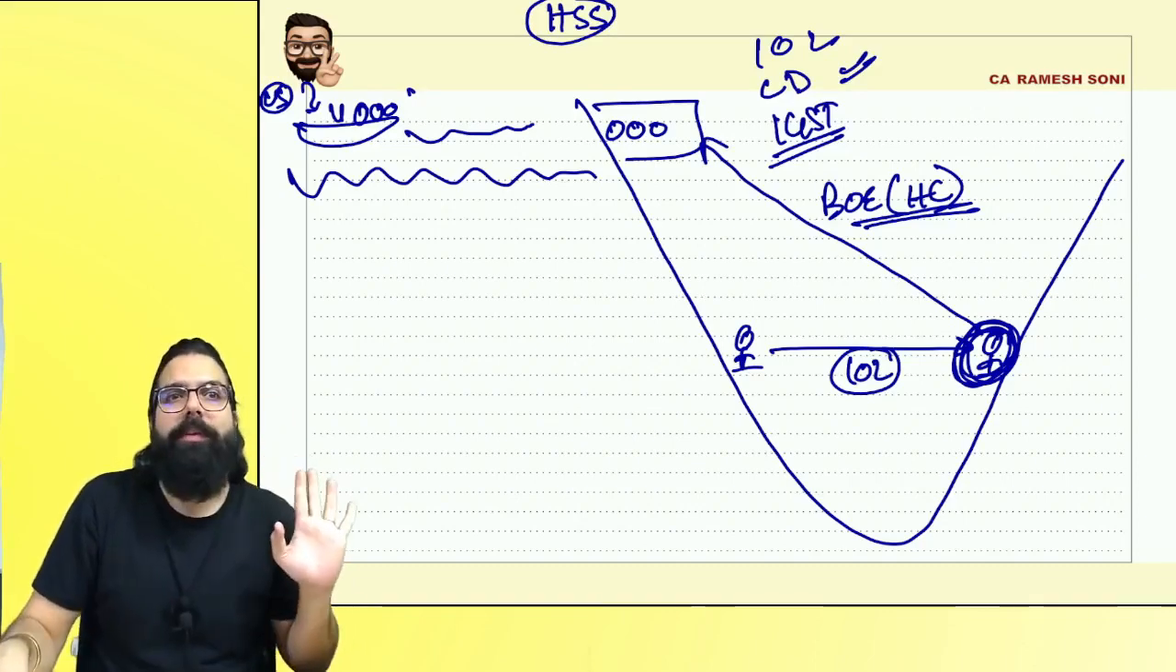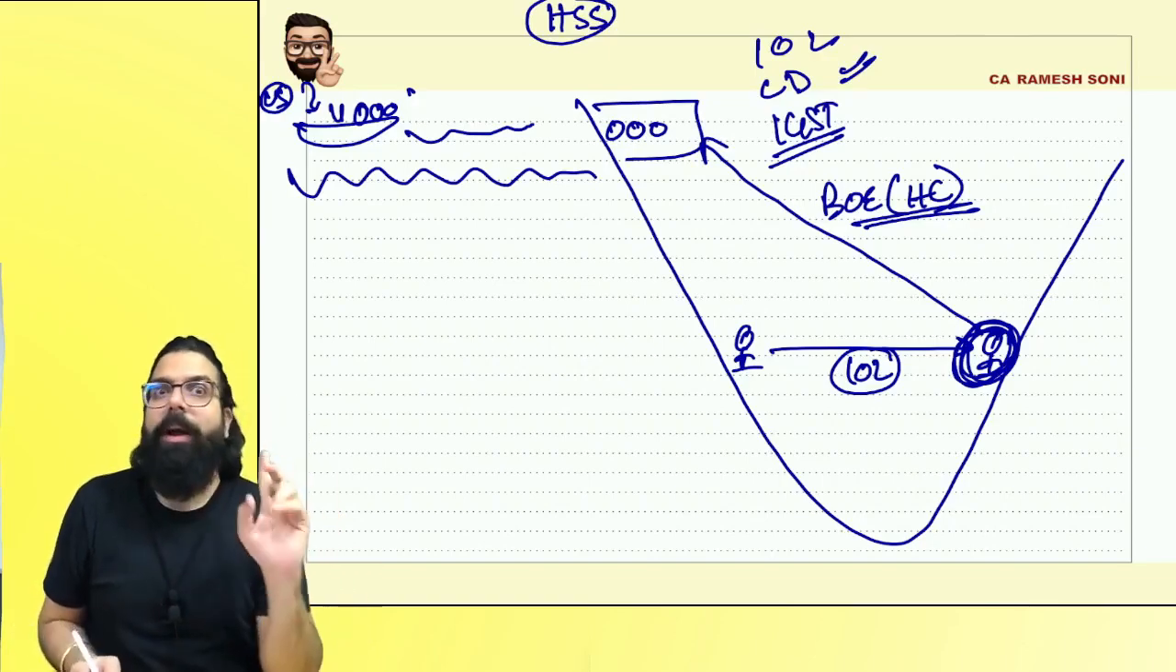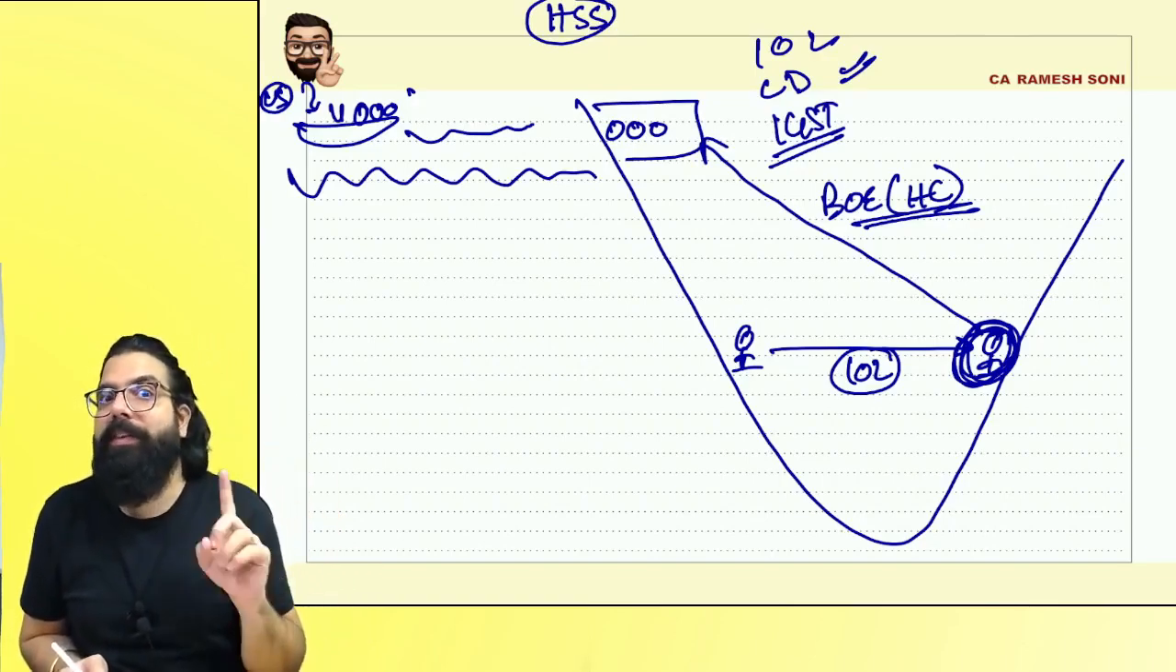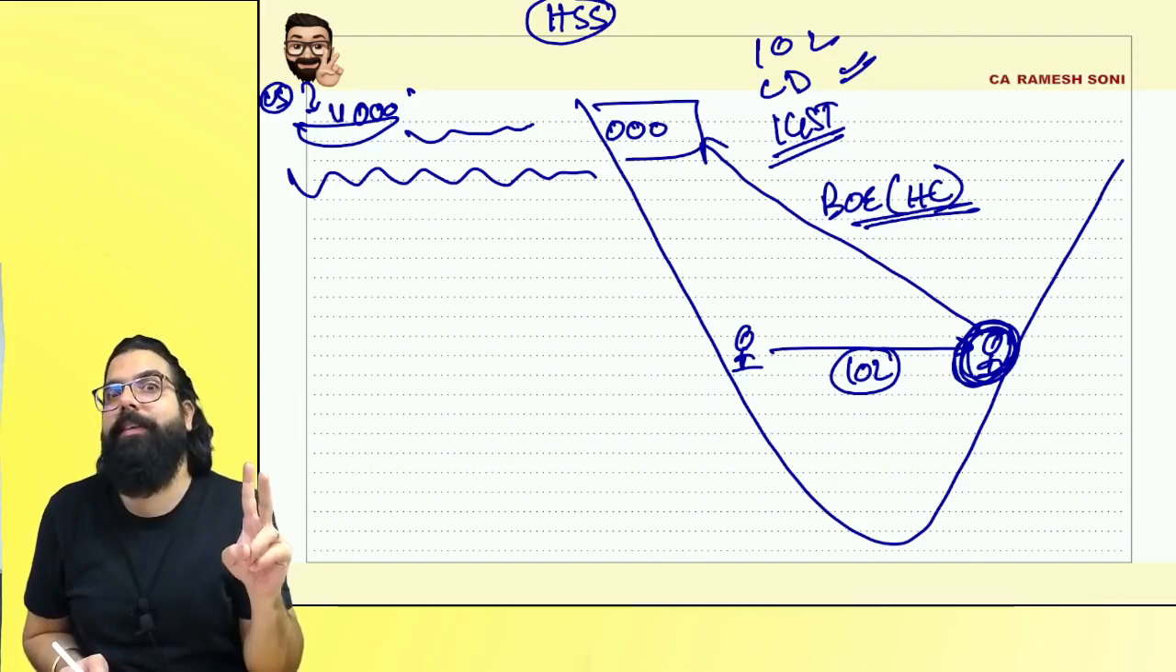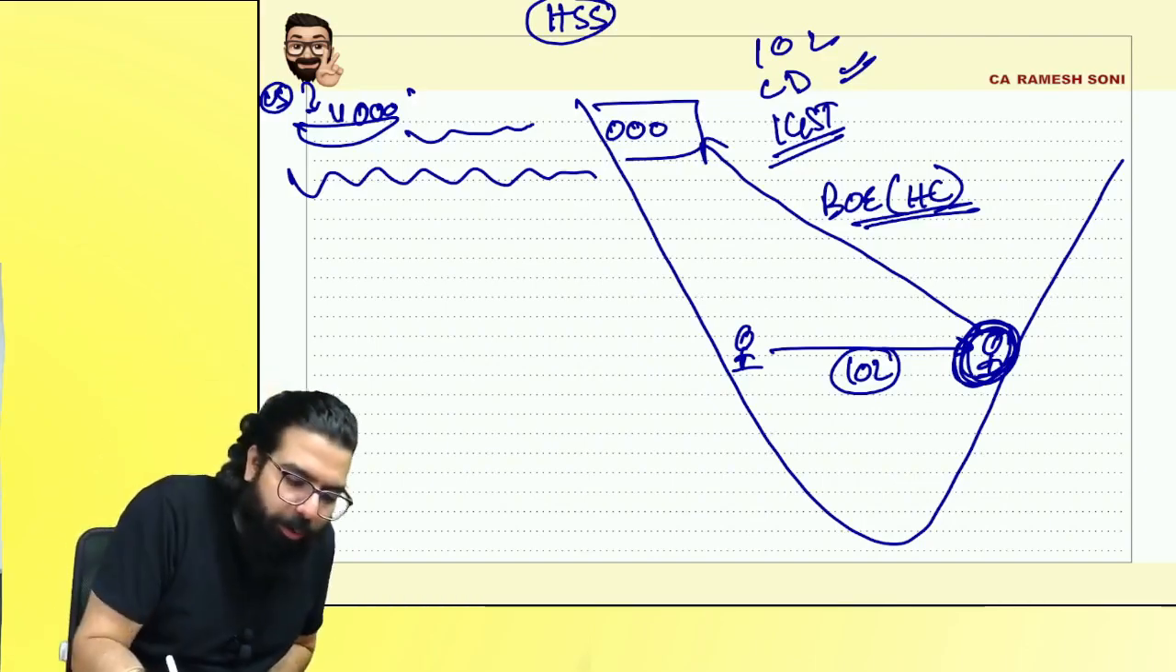Got it? Did you understand the thought? Very, very important from exam point of view. High seas sale. People, 100% you got it. There is a difference between bond to bond transfer and high seas sale. Can I go ahead? Everyone over here now. Next.